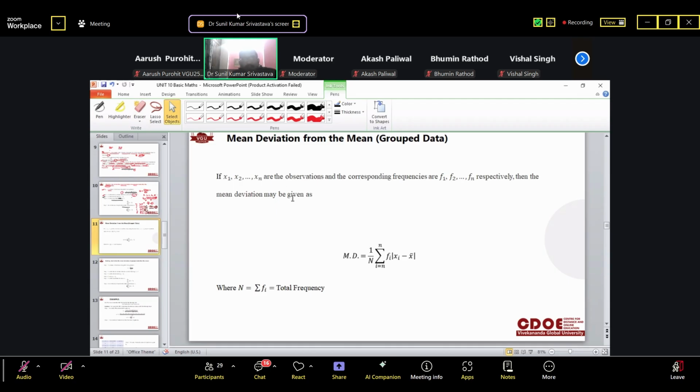Now, how to use and how to calculate the mean deviation from the mean for grouped data. We have just discussed how to calculate the mean deviation for ungrouped data. Now we are going to discuss how to calculate the mean deviation from the mean for grouped data.